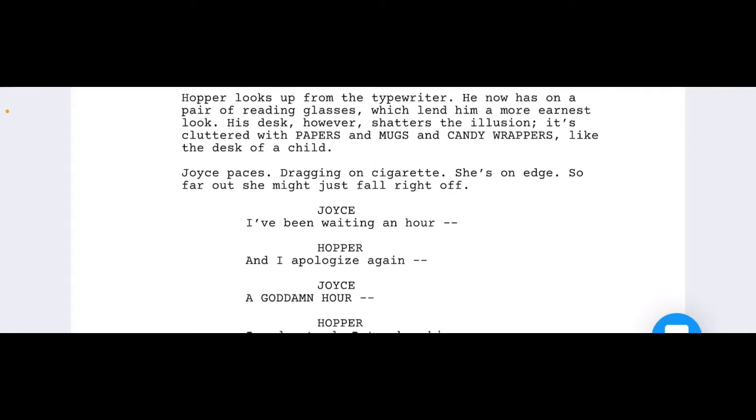Then we have an action line, or an action description. Hopper looks up from the typewriter. He now has on a pair of reading glasses, which lend him a more earnest look. His desk, however, shatters the illusion. It's cluttered with papers and mugs and candy wrappers, like the desk of a child. So I guess the point of that paragraph is giving you clues as to what Hopper's character is like. While he's serious about his job, he's a bit of a slob.